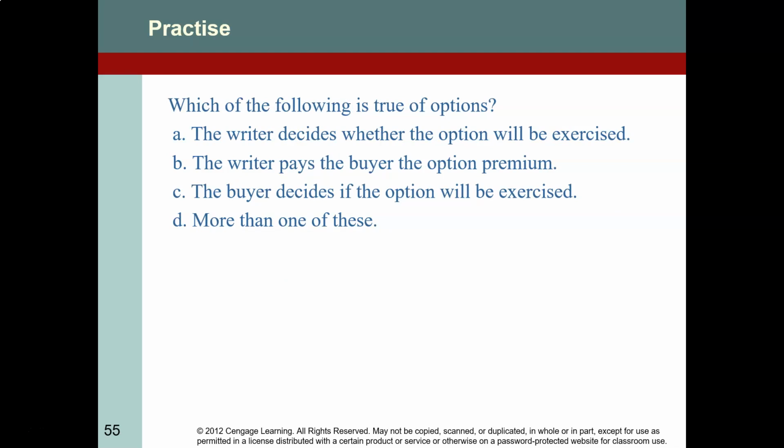Which of the following is true? C, the buyer decides if the option will be exercised. Okay, because the buyer has the right to decide if it wants to exercise the option. It's not the writer who decides, and it's not the writer who pays the option premium. It is actually the buyer who pays the option premium to purchase the right to buy or sell.